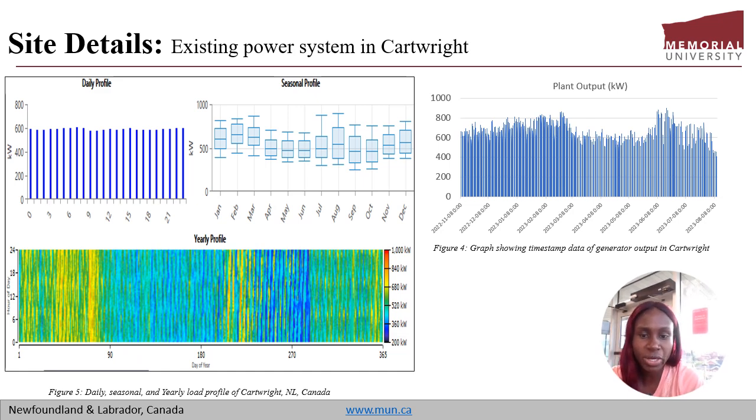In Fig 4, we have the graph showing the timestamp data of the generator output in Cartwright. Fig 5 is showing the daily profile, seasonal profile, and the yearly profile.